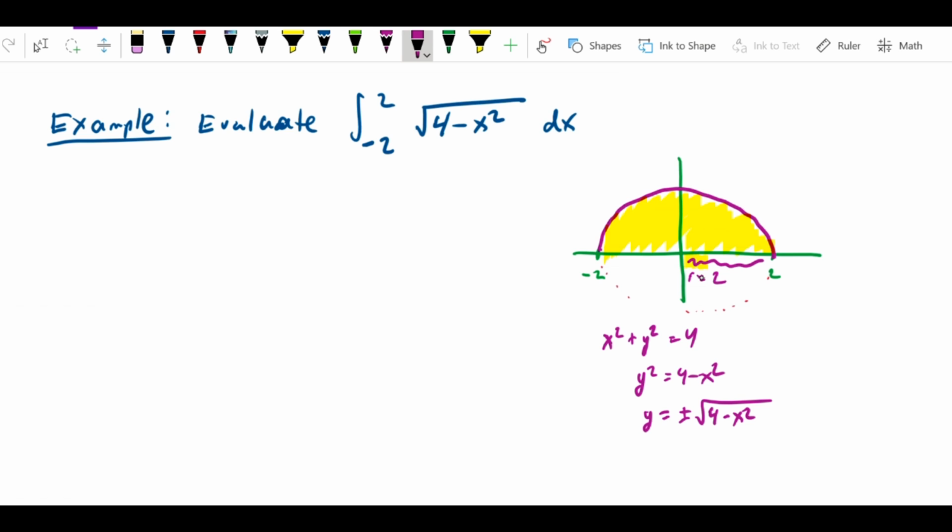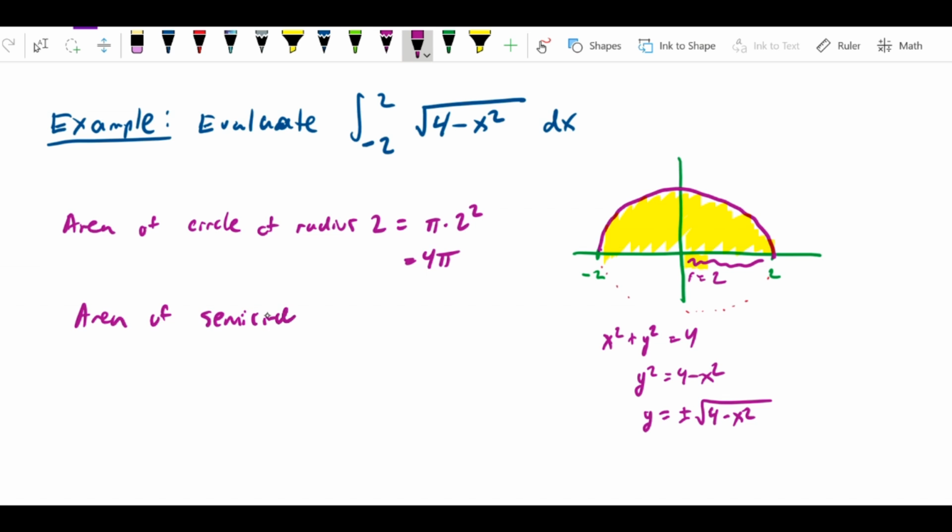We know that the area of a circle of radius 2 is equal to pi times 2 squared, or 4 pi. So it stands to reason that the area of a semicircle of radius 2 must be equal to 2 pi, or half that area.